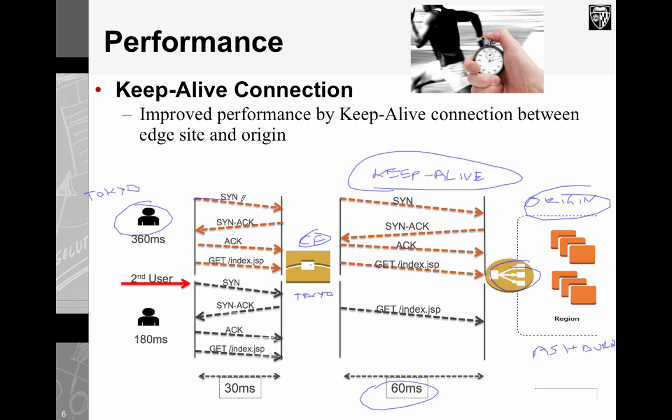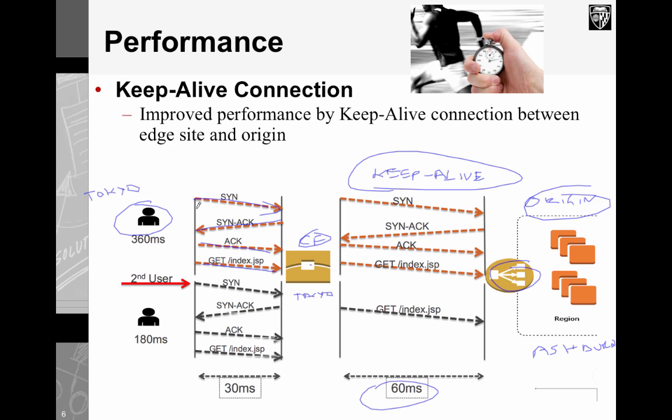The client connects to the edge server, sending a SYN. The edge server will return a SYN ACK. The client sends an ACK. Then the client also sends a GET index.jsp. Now, while this is going on, the CloudFront server is also establishing a connection to the origin server.